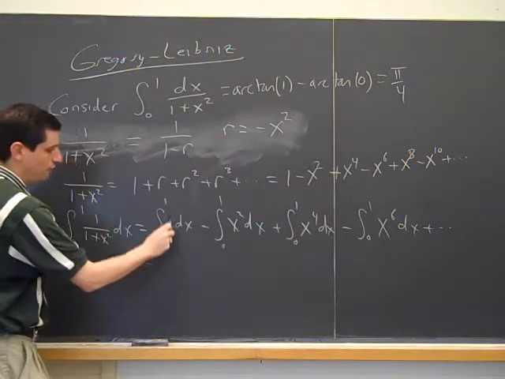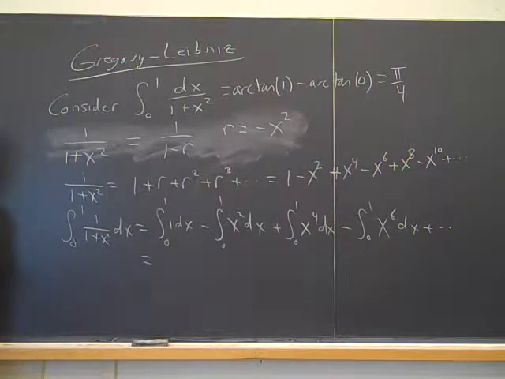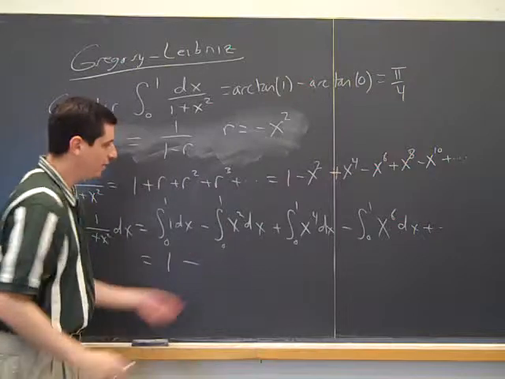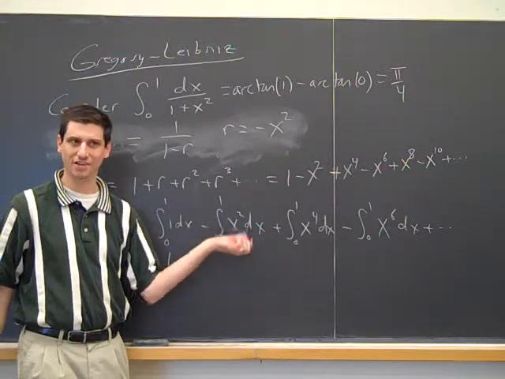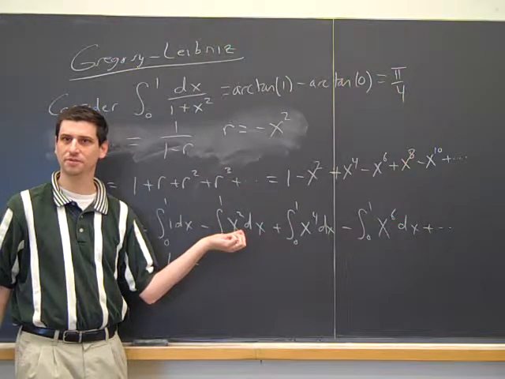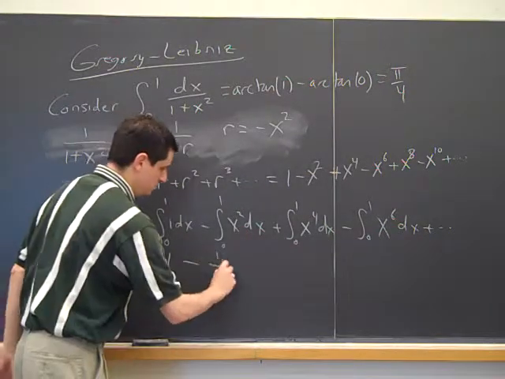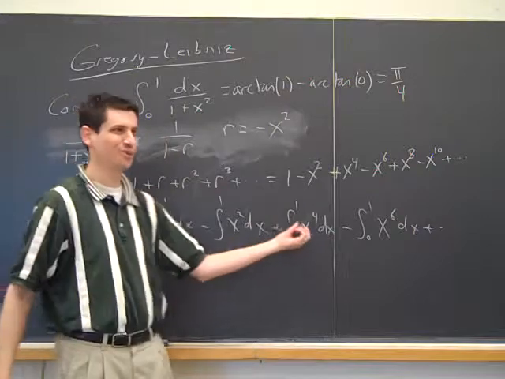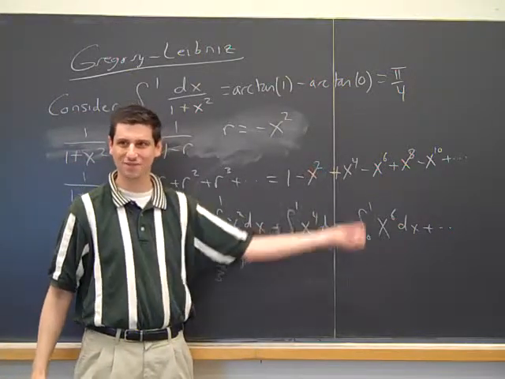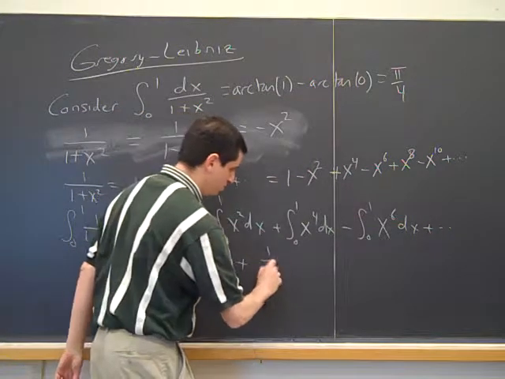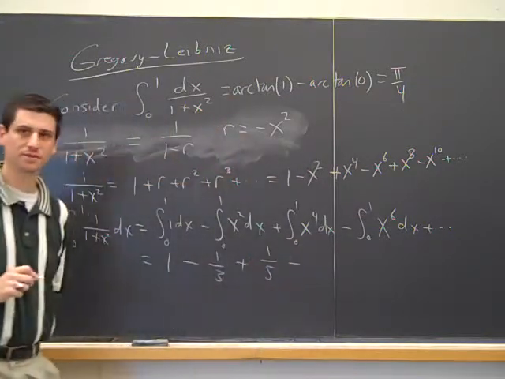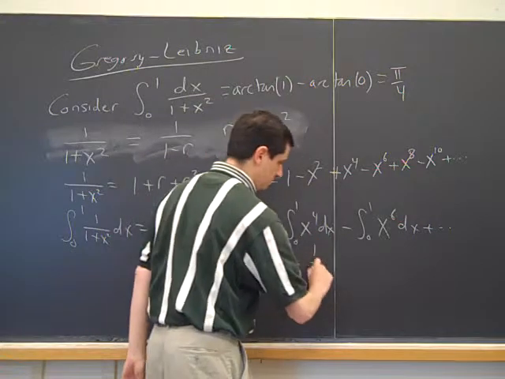What's the integral of 1 from 0 to 1? This is just 1. Now I integrate x squared. That gives me x cubed over 3. I evaluate at 0 and 1. What do I get? 1/3. The next one, I integrate x to the 4th. I get x to the 5th over 5, which is just 1/5. Next one, 1/7. And there's the formula.